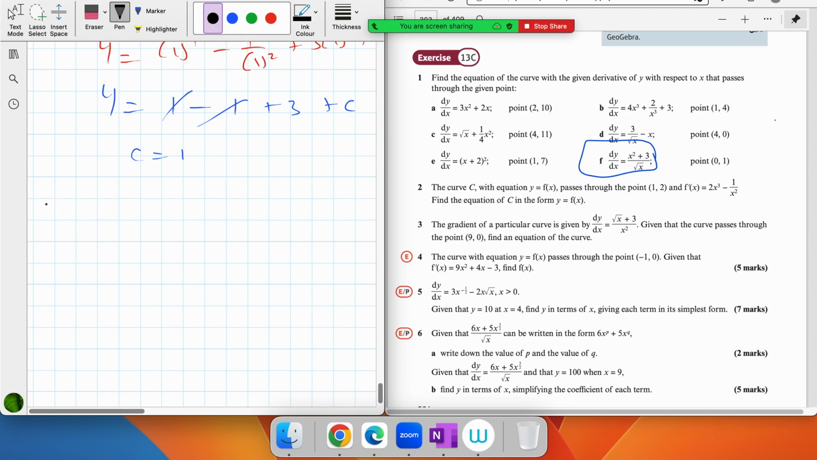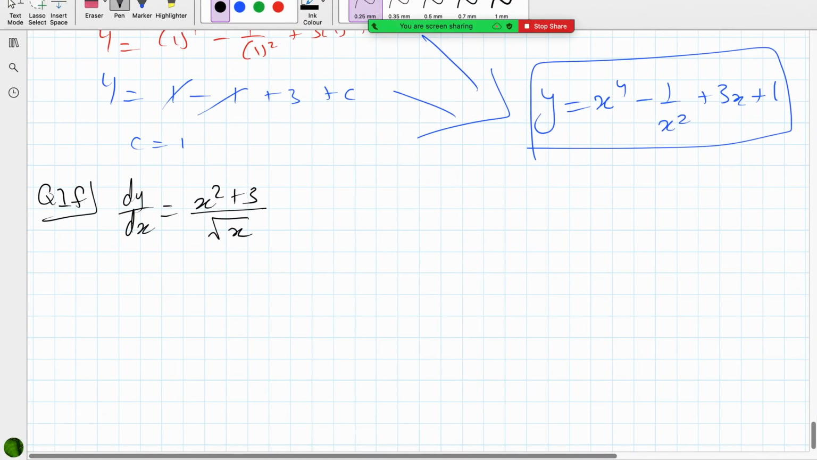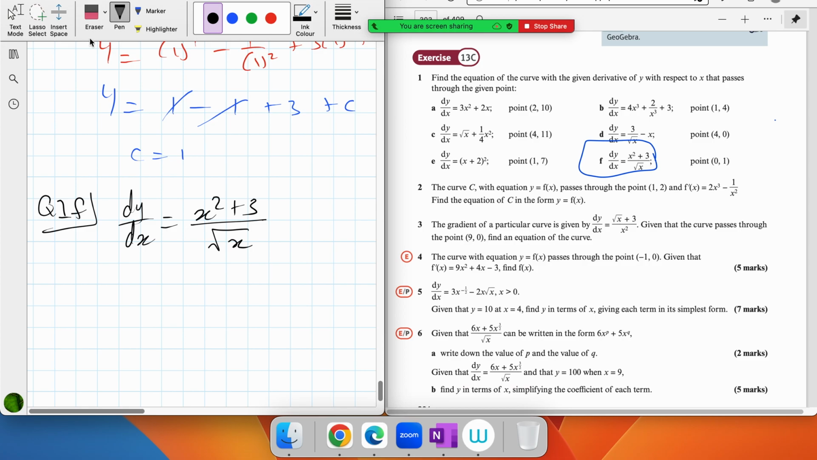So question 1 part F. dy by dx is equal to x squared plus 3 over square root x. Anyone, how will we do this? And it passes through (0, 1).